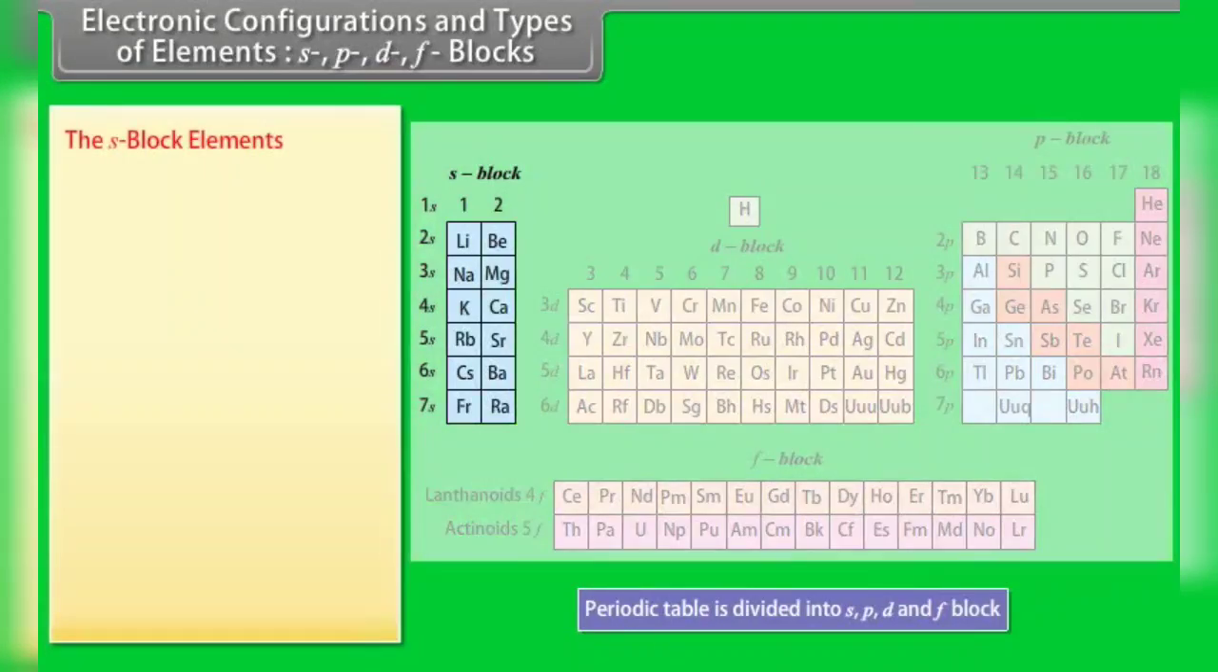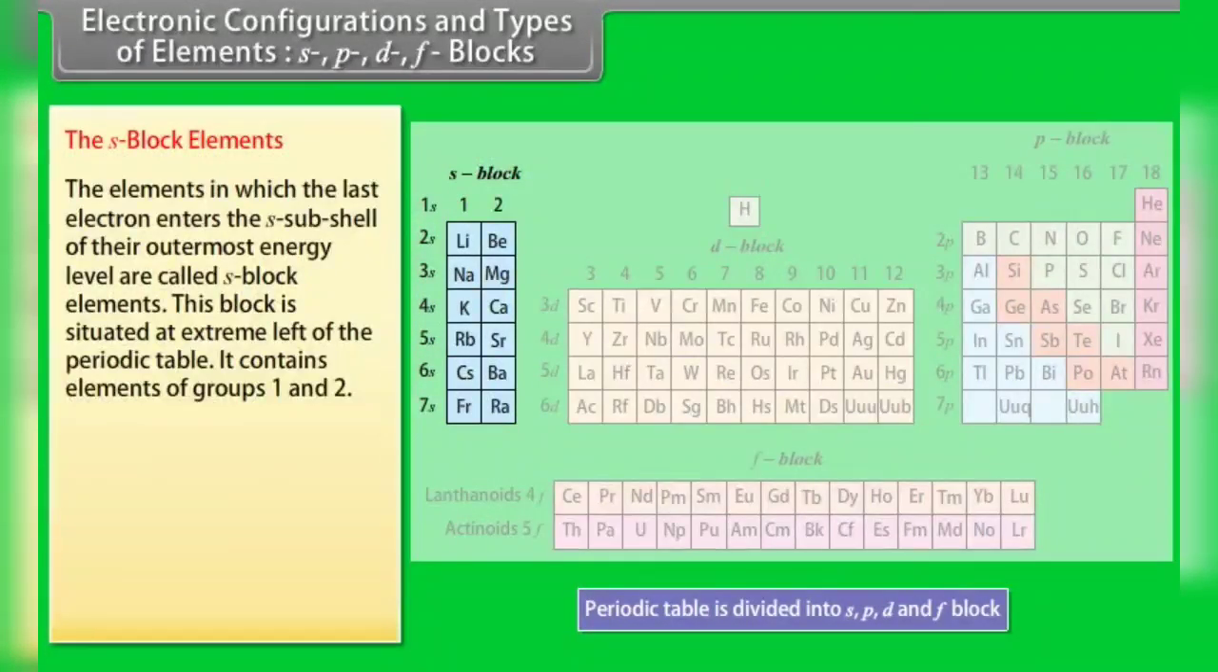The S block elements. The elements in which the last electron enters the S subshell of their outermost energy level are called S block elements. This block is situated at the extreme left of the periodic table. It contains elements of group 1 and 2.